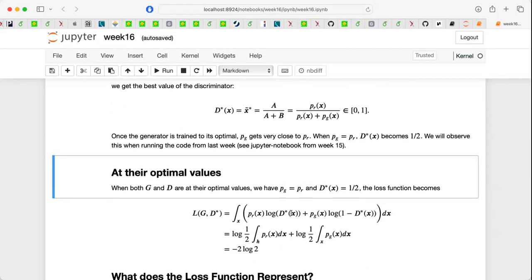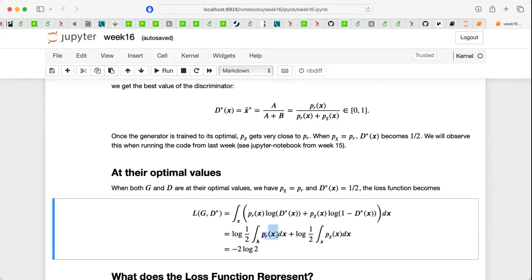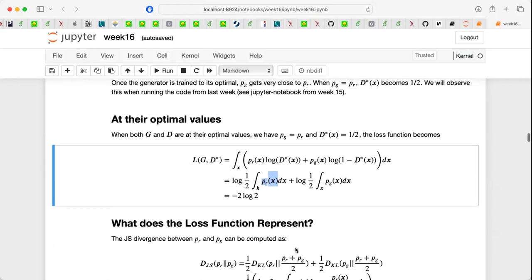And when we plug that into this function here, then we know that we have P of R equal to P of G. So that simplifies some of the calculations here. We also know that if you look at this quantity here, since we assume that P is normalized to 1, then this just becomes equal to 1. So this is the integral. And then we have a log of 1/2 here. And when we add these two terms, we simply get -2 times log 2.